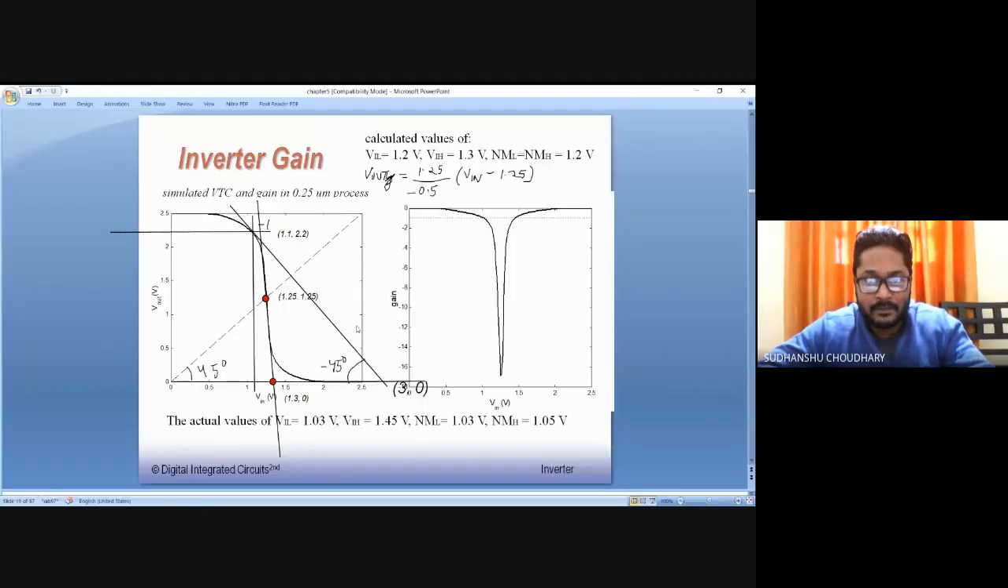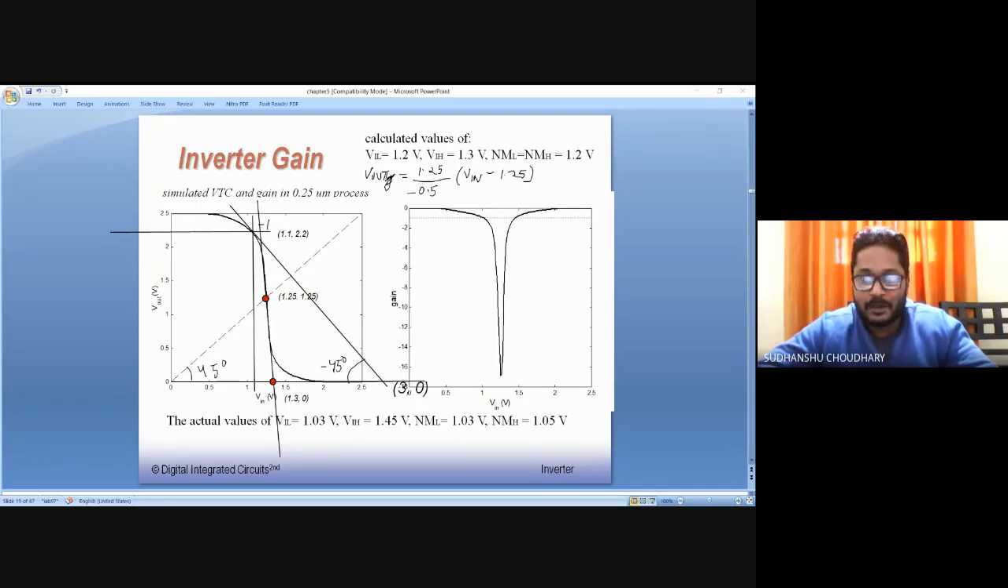So how much it is? Let us try to find 1.25 divided by minus 0.5. So this is 1.25 divided by 0.5. This is 2.5 and it is minus 2.5, right? And then we take the tan inverse of this. So this is somewhere around minus 68 degree. Minus 68 degree it is, right? Yeah, so this is somewhere around minus 68 degree. So 90 degree is a straight line, so obviously it looks like minus 68 degree, right?